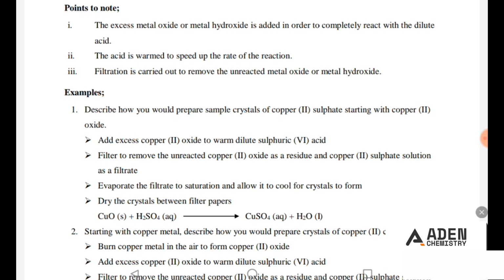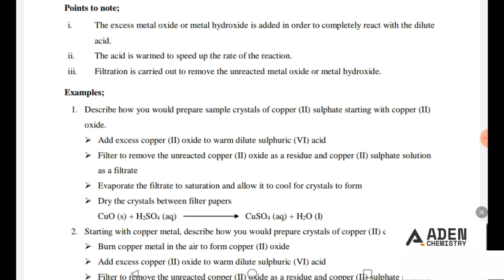Roman 2. The acid is warmed to speed up the rate of the reaction. Then Roman 3. Filtration is carried out to remove the unreacted metal oxide or metal hydroxide. Let's go and see examples. Number 1, we are told describe how you will prepare sample crystals of cobalto sulfate starting with cobalto oxide.